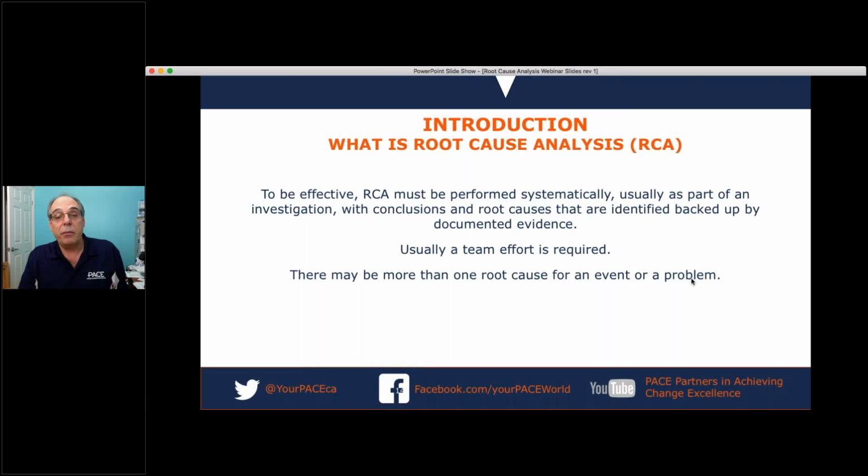So to be effective, you must perform systematically. You need to get a team together, and it's always best if you have a team. Get them together, do some brainstorming, but the main thing is defining the problem properly. Once you've defined the problem, then you can start digging down and getting to the root cause. There may be more than one root cause to a particular problem, so don't be surprised if you find more than one. That's okay. Fix one, get it working, and then you can tackle the next one.